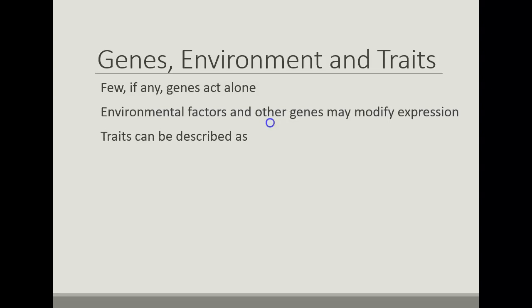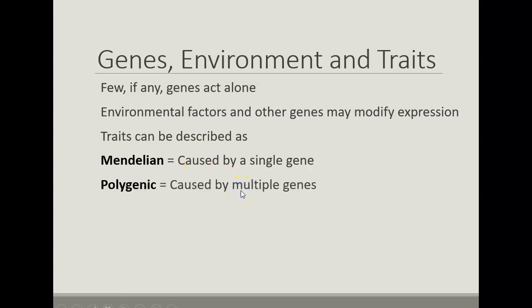So with that in mind, we can describe traits as follows. We can describe them as Mendelian, which a Mendelian trait is caused by a single gene. We have looked at some of these before when we were talking about cystic fibrosis and Huntington's and sickle cell disease, traits like in your worksheet, we talked about having a widow's peak or having freckles, right? So those are traits that are caused by a single gene.